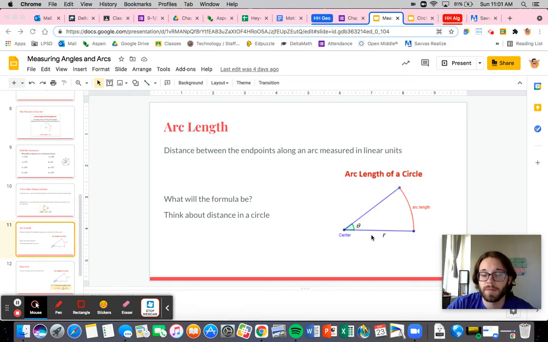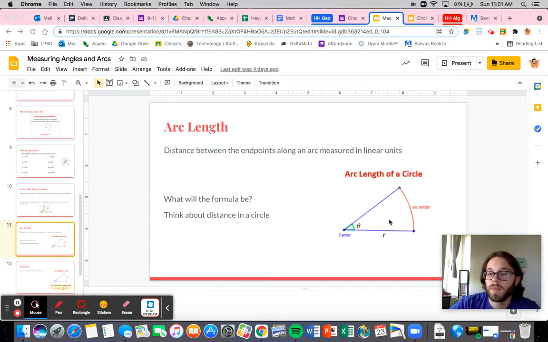Arc length is a little different. Arc length is going to be the distance between the endpoints along an arc measured in linear units. So now we're not going to have things like degrees. We're going to have something like centimeters, meters, inches, some kind of measurement like that. So when we look at this, our goal is to find this length right here.